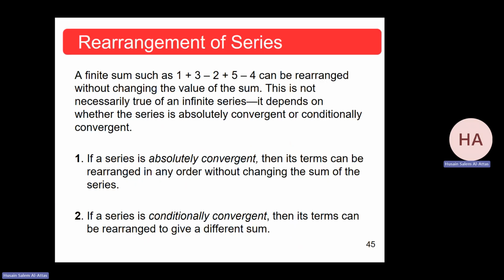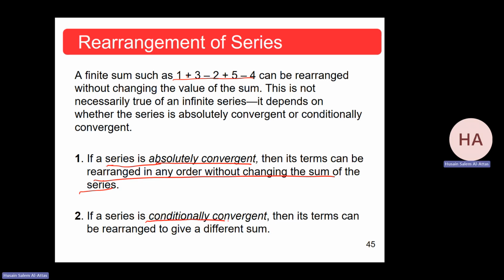Now we have this topic, rearrangement of series. What's the meaning of that? Now, if I rearrange the numbers, shall I get different numbers? So instead of saying 1 plus 3, I will subtract the 2, then I add the 3, and so on. There is a rule. You need to understand this rule. If a series is absolutely convergent, then its terms can be arranged in any order without changing the sum of the series. So any rearrangement of this series will not change the sum of the series. When is that? If a series is absolutely convergent.